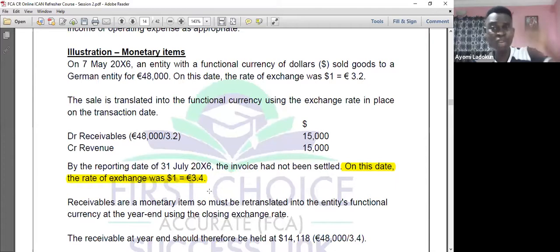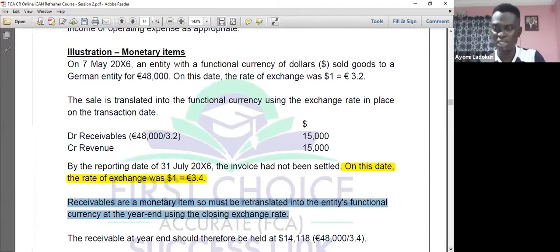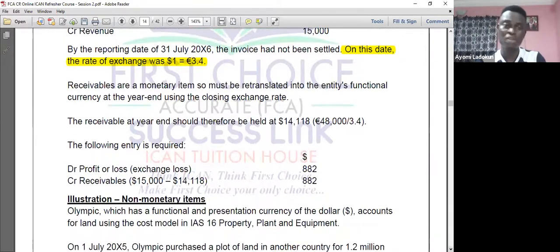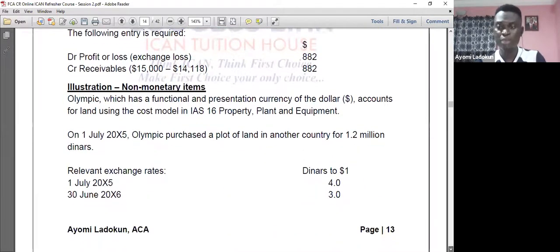It's for you to look at the question: when is the date of the transaction, when is the settlement date, and of course, when is the closing year end. Because receivables are a monetary item, it has to be retranslated. So I will divide again, and when I divide, I have an exchange loss, because now I have 14,118. Meanwhile, I was expecting $15,000. So the difference there is exchange loss, and I take it straight away to my P or L account.